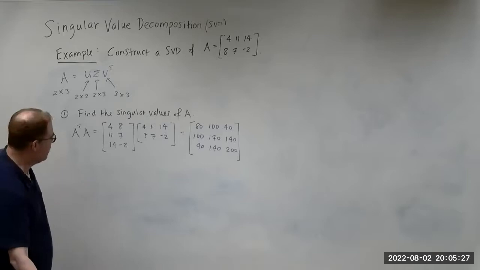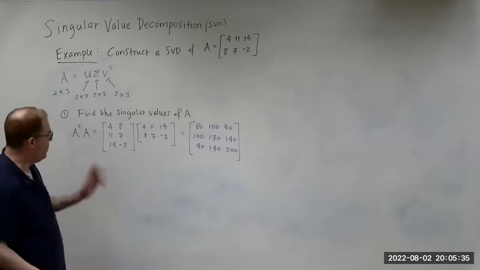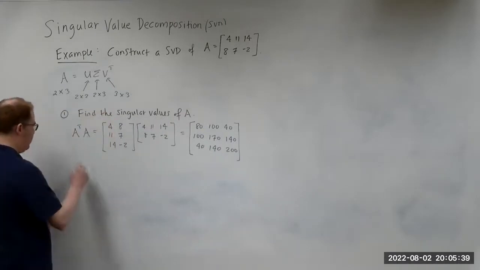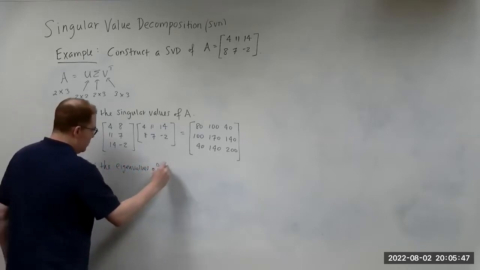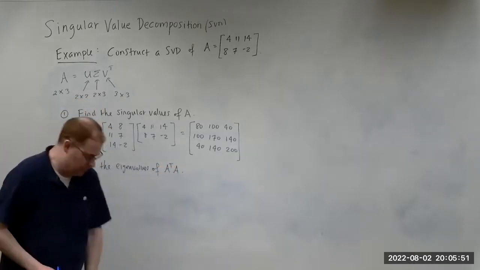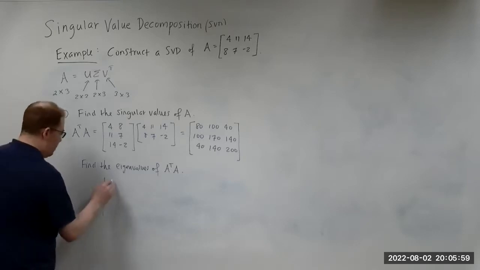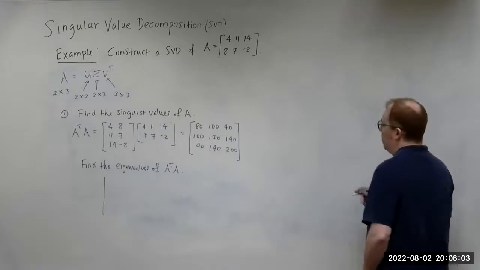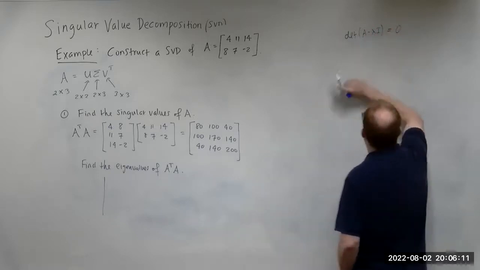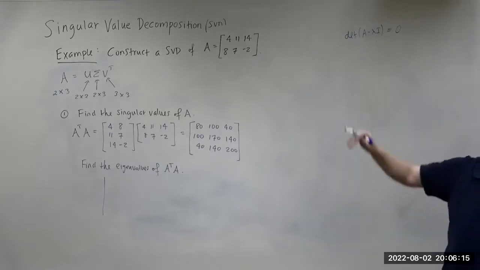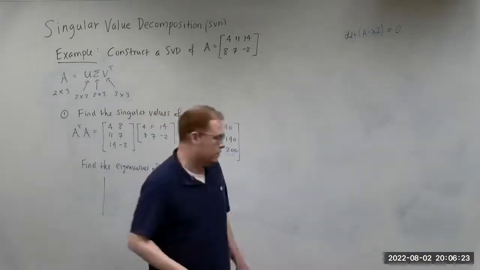So now the next step: that's our A transpose A, and we want to find the singular values. So we need to find the eigenvalues for this matrix. Okay. So that just means that we're going to solve for, remember, to get the eigenvalues, a little bit of review here, you're taking the determinant of A minus lambda I and setting that determinant equal to 0. And the reason why you want to set it equal to 0 is because you want to get a non-trivial solution.